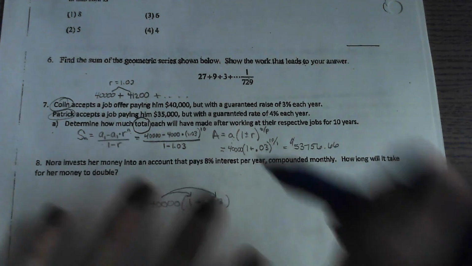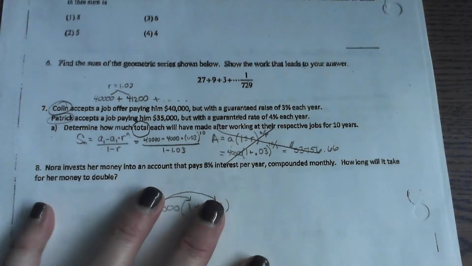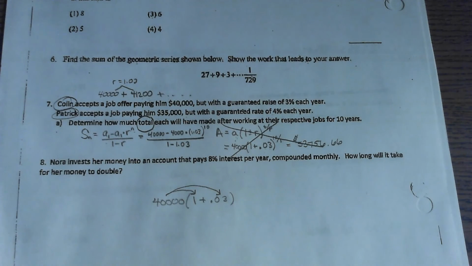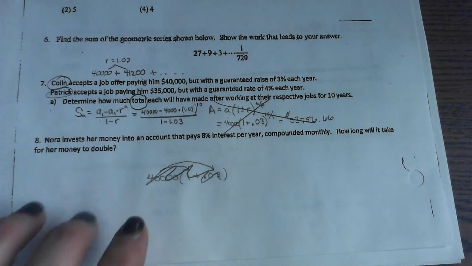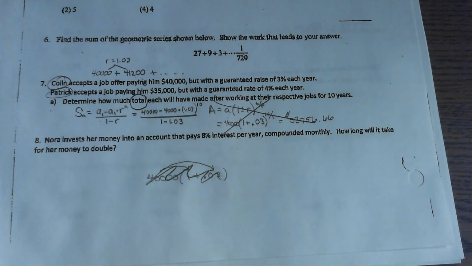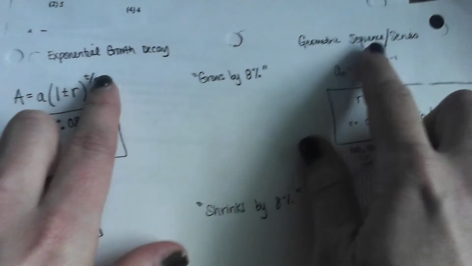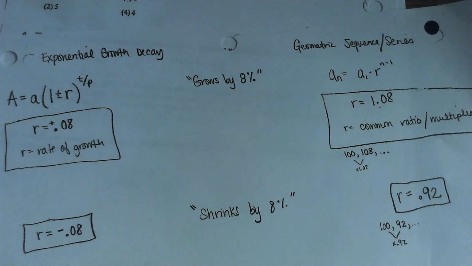And then I'm going to cross this out because that's not going to give us the right thing. All right? On number 8, Nora invests her money into an account that pays 8% interest per year. So again, I see percentage. I'm thinking immediately, and I'm looking forward to where your mind will be on the Regents, where there's an equally likely chance it's one of these problems or the other, right?